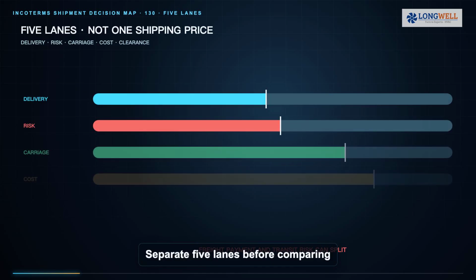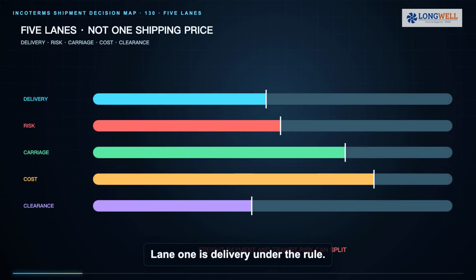Separate 5 lanes before comparing any quote. Lane 1 is delivery under the rule. Lane 2 is risk of loss or damage. Lane 3 is who contracts carriage. Lane 4 is which costs sit in the price. Lane 5 is export and import clearance. These lanes can split. Under a C rule, for example, the seller may pay main carriage after risk has already transferred to the buyer. Paying freight is not the same as carrying transit risk.